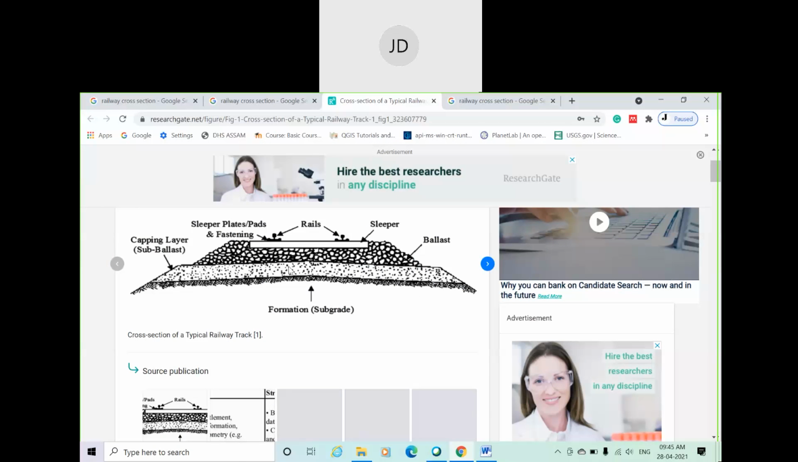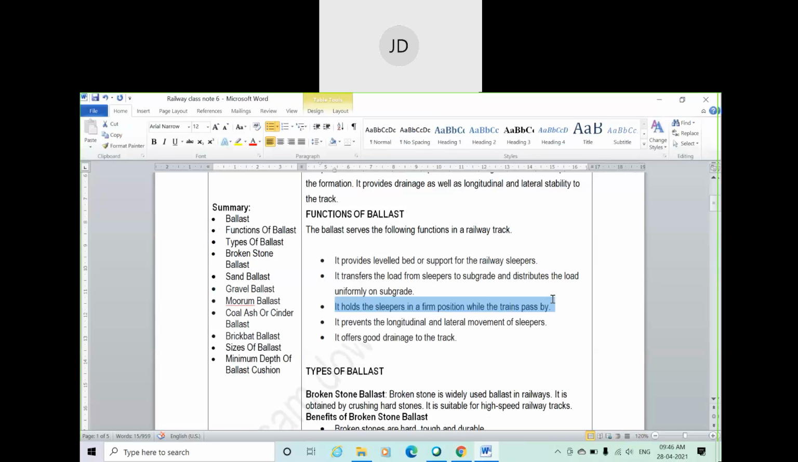So basically, if I go to the drawing again, what is the function of ballast? To transfer the load from the sleeper to the subgrade soil uniformly. Okay. It holds the sleeper in a firm position while a train passes by. That's why it gives lateral and longitudinal stability. It holds the sleeper in a firm position while the train passes by.